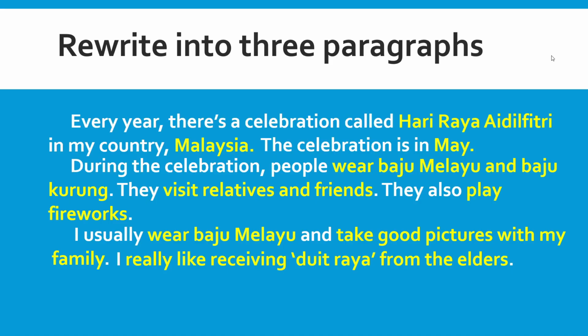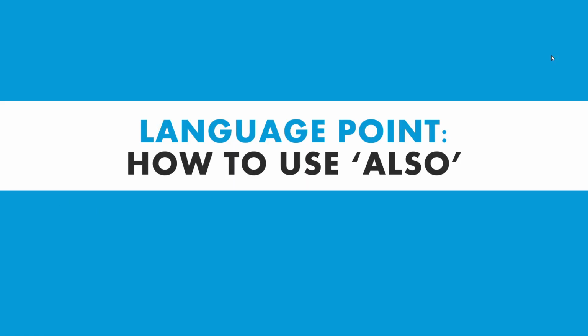As you can see here, I have already put it into 3 paragraphs. For each paragraph, the first sentence has an indent. So in writing a description, pupils, you must always write your description or essay or a short composition in 3 paragraphs minimum. Next, I would like to also focus on the use of language point as it has already been emphasized in your student's book.